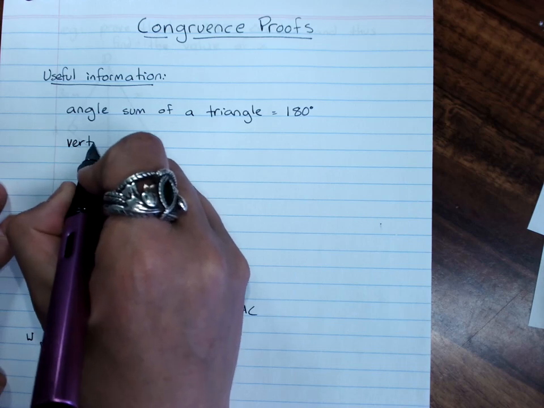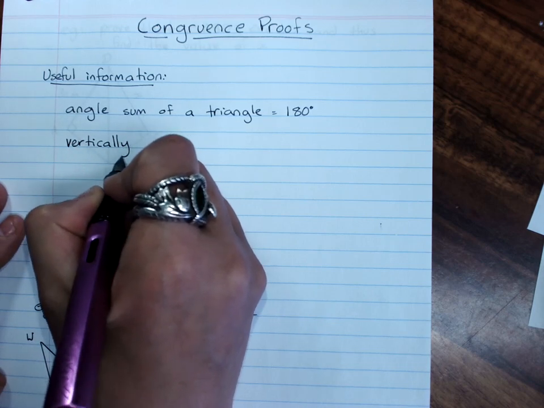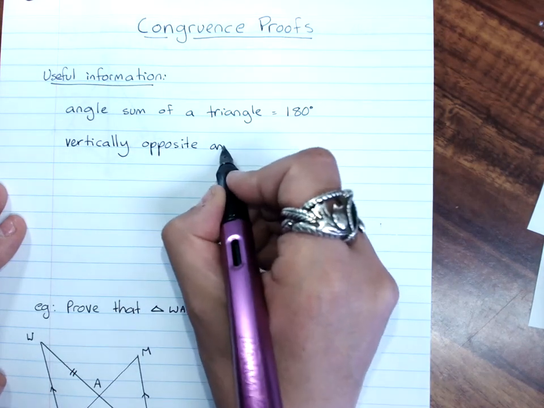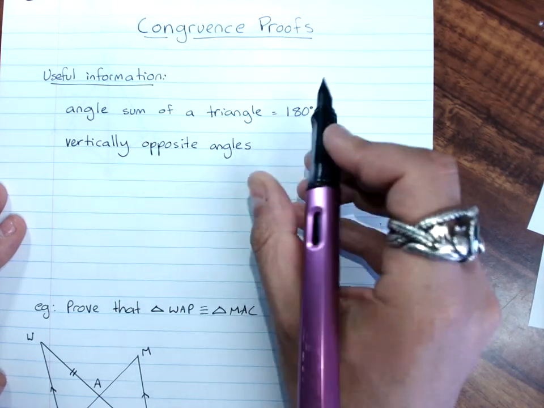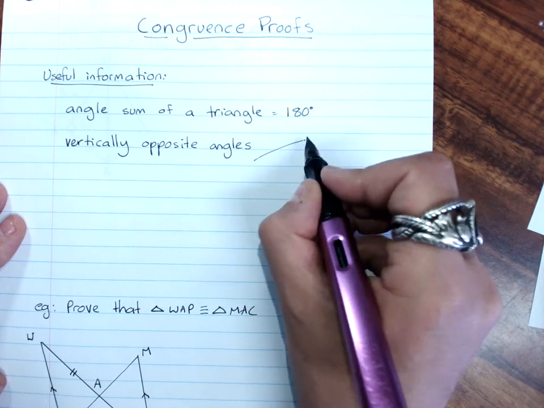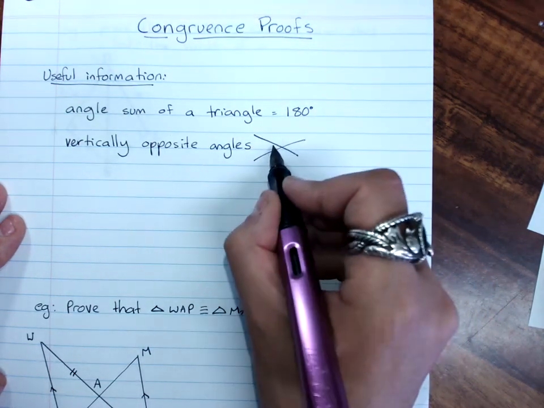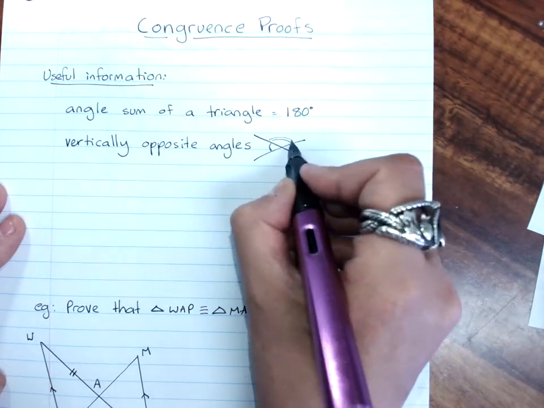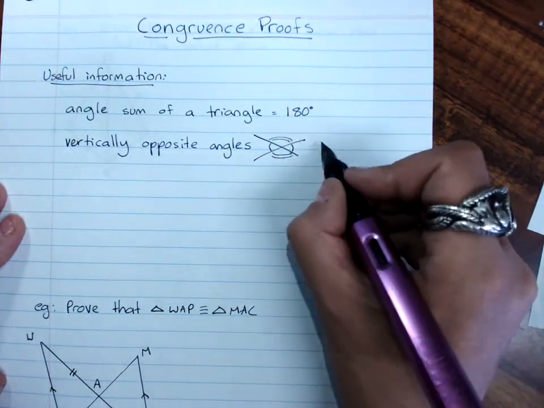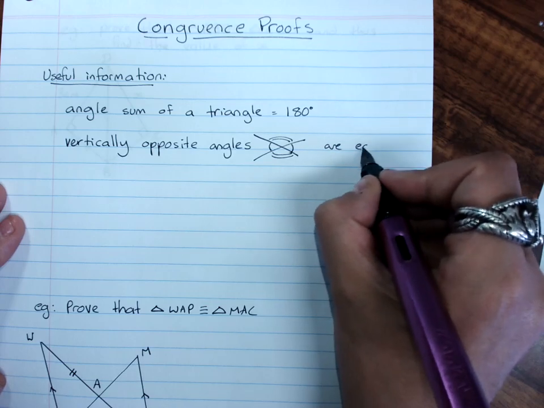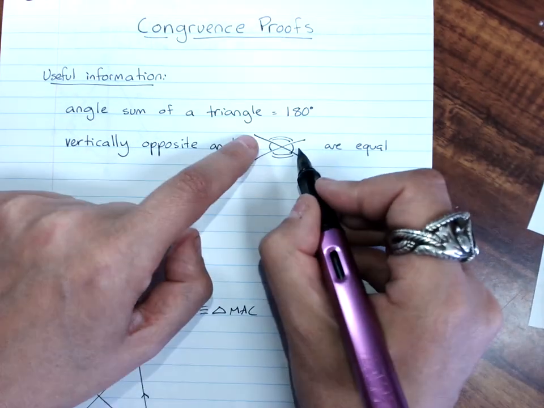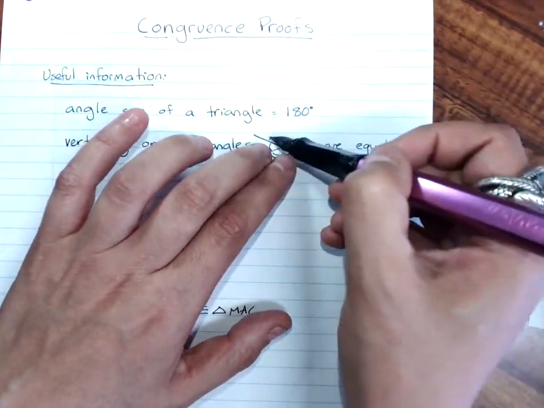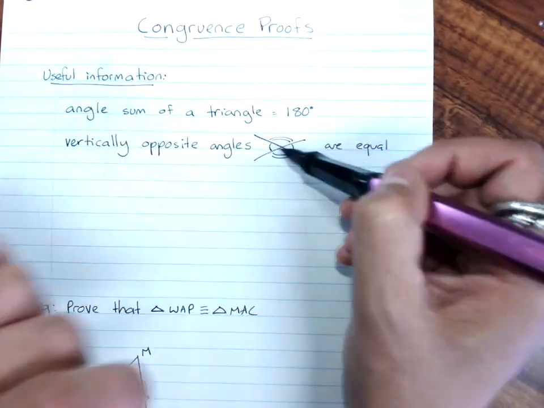Vertically opposite angles are equal. And vertically opposite angles are when you have two straight lines. Those two are vertically opposite, and these two are vertically opposite. So those two are equal and those two are equal. And incidentally, on a line, of course, those two would add up to 180, as would those two.